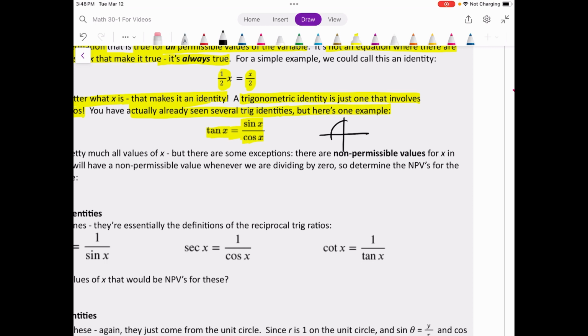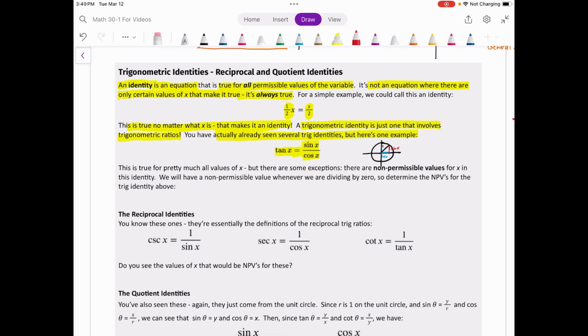Sorry, I'm just going to draw this a bit bigger, right? Since r is 1 on the unit circle, then cos x is just going to be the x coordinate. Whoops, I went a little too far there, right? This is cos x, this is sine x. So what's tan x, right? Well, opposite over adjacent. Sine x over cos x. Tan x would be sine x over cos x. That's true for all values of x.